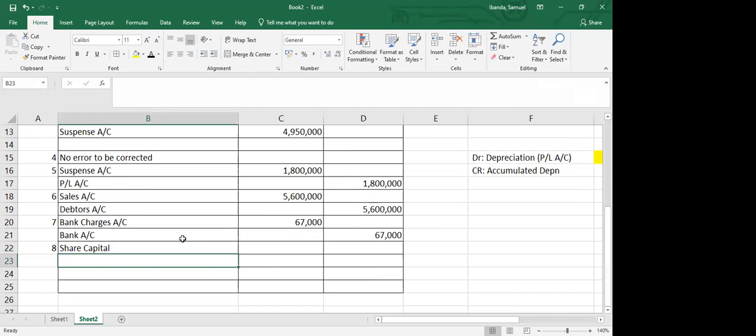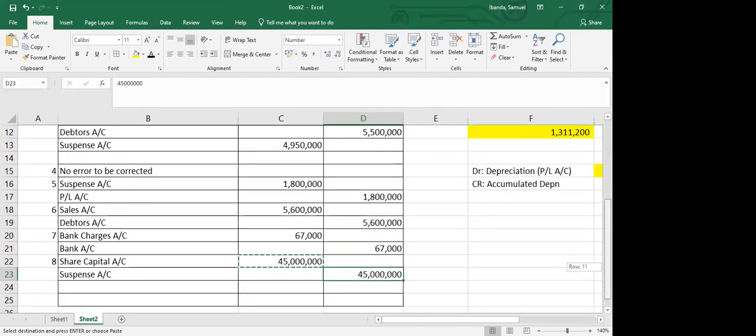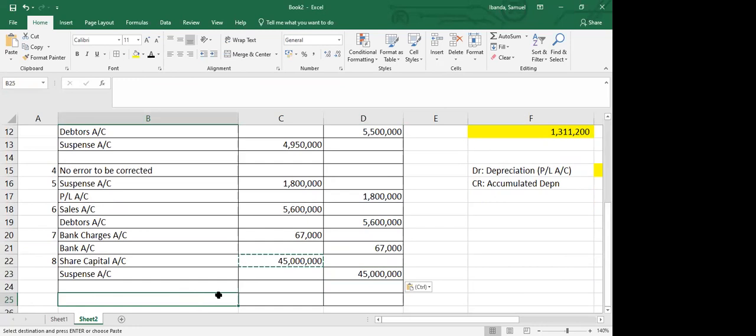Share capital, debiting it with 45 million. And then, since this error is an error of transposition, and it is an error that affects the trial balance, automatically the other alternative account is a suspense account of the same value. So the other alternative account will also be 45 million on the suspense account, like that. You get it? I stopped entering things in the suspense account. We shall just enter them shortly after completing here. And we shall see if our suspense account is able to balance off.